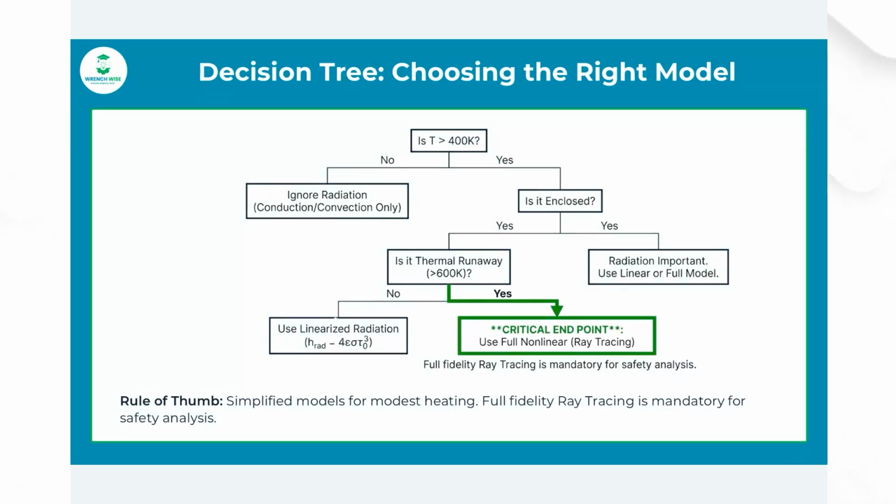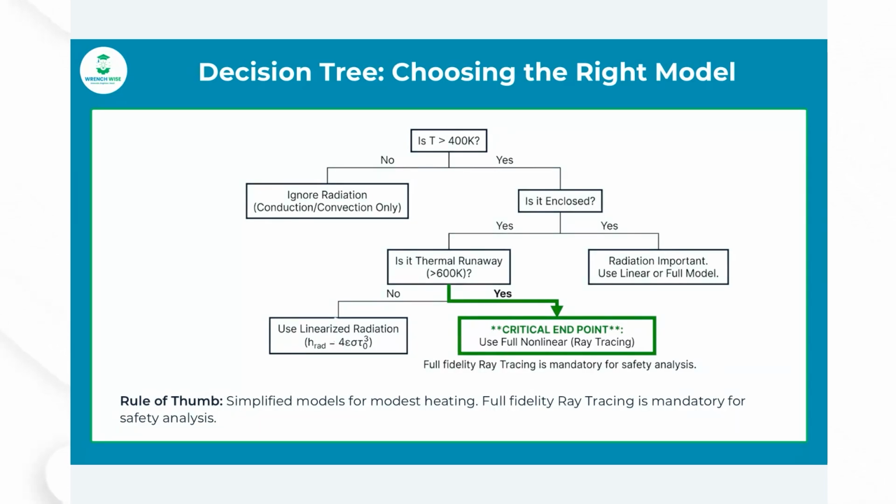If your answer is yes, temperature greater than 400, then radiation will matter. Now, we have decided how to model it. The question you should ask yourself is, essentially, if it is enclosed. If it is not enclosed, on the right hand side, there should be no. Then radiation is important. You can use a linear model, but use it carefully.